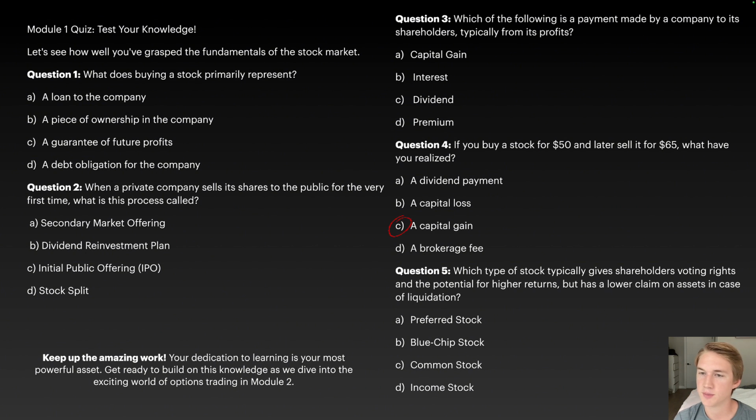Question 5. Which type of stock typically gives shareholders voting rights and the potential for higher returns, but has a lower claim on assets in case of liquidation? This might be the hardest one for you guys, but once you get it, it's really easy. It's going to be common stock.